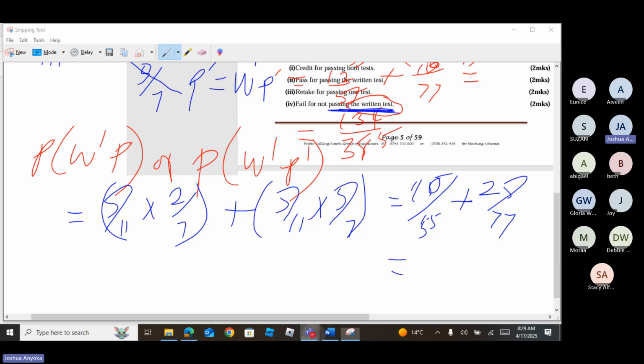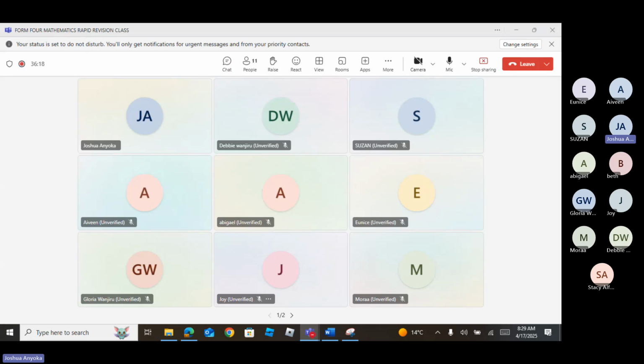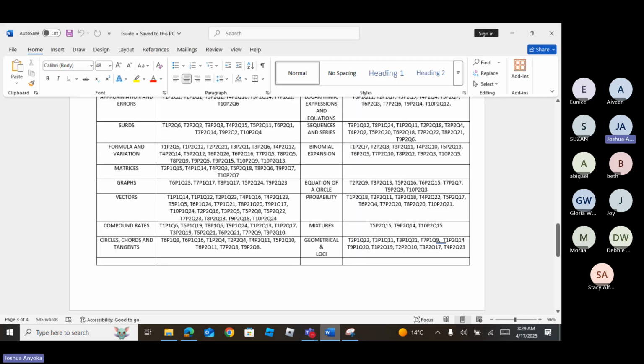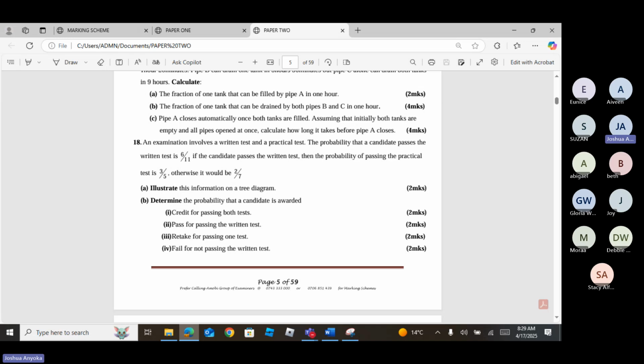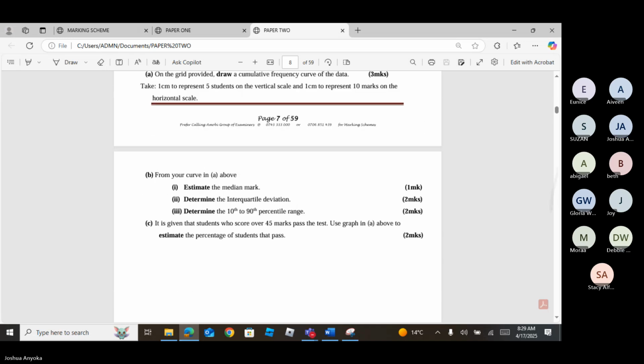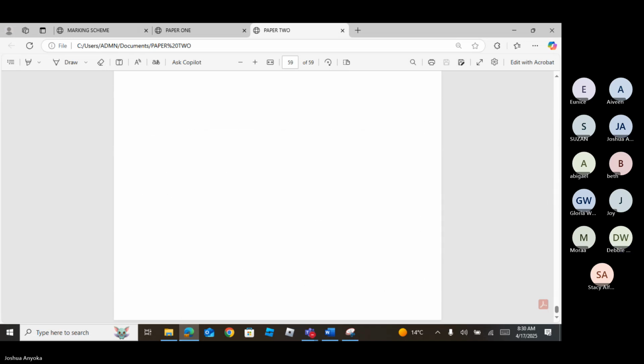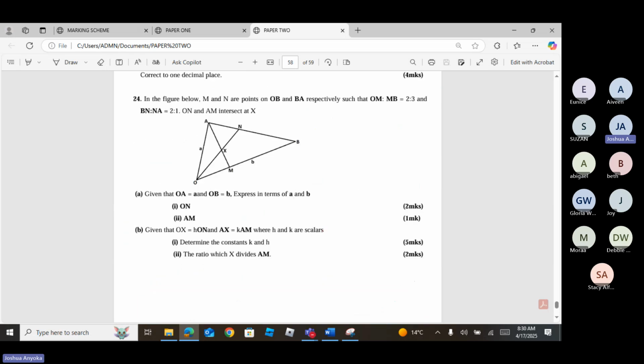Another observation? No. Now let's go to another example, then I leave you to attempt others. We go to trial paper 10, question 21, paper 2.